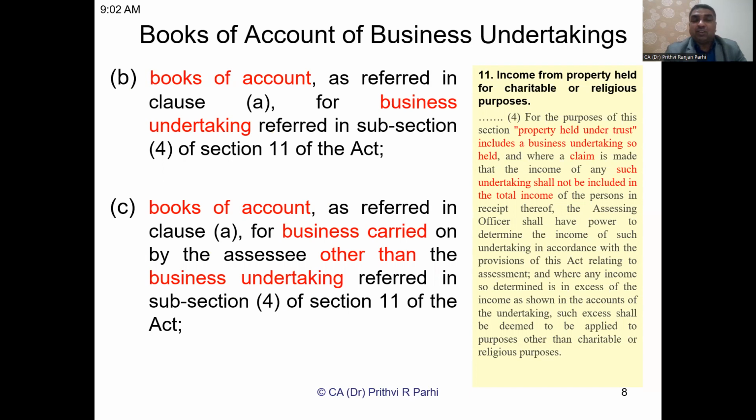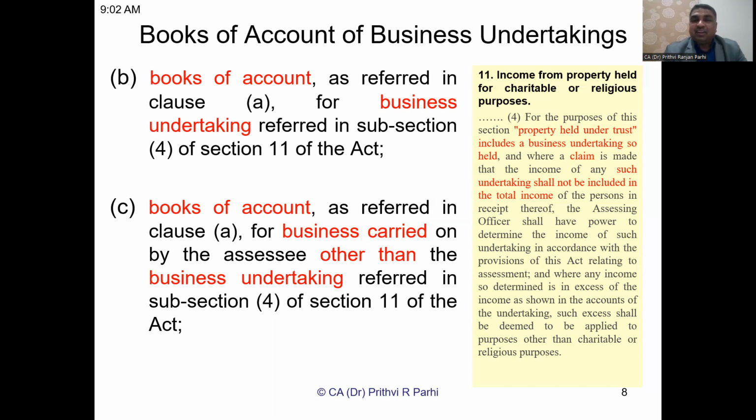The next provision is also talking about books of account as referred in clause A, a business carried on by the assessee other than the business undertaking. If the particular NGO is having some other business, then for that business also books of accounts are required to be kept. I am showing you the section 11 in the screen itself.